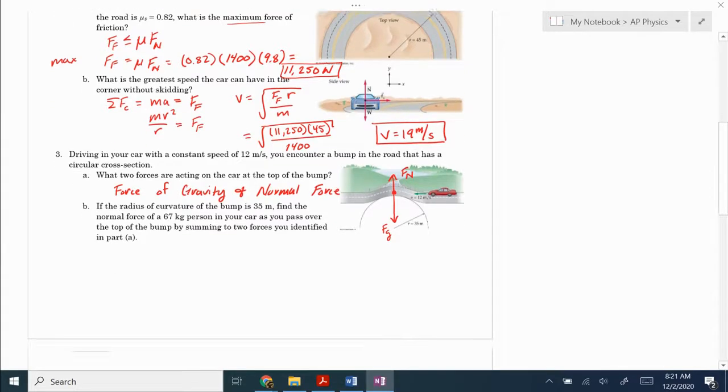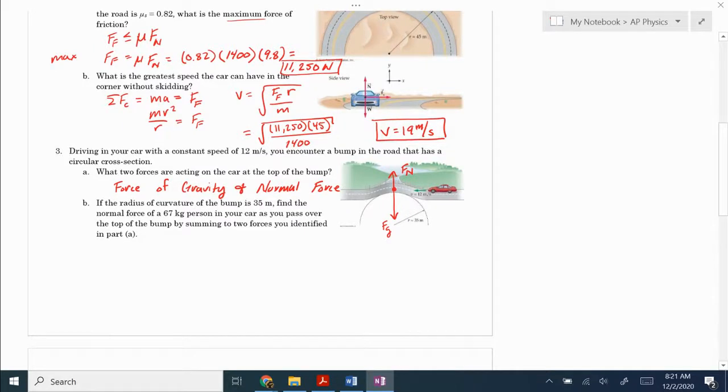If the radius of curvature of the bump is 35 meters, find the normal force of a 67 kilogram person in the car as you pass over the bump by summing the forces you identified in part A. By the way, the force of gravity needs to be bigger than the normal force because we need a net force towards the center of the circle. It's also why you feel slightly lighter. So we sum our forces towards the center of the circle. That gives us m, and then the a is going to be v squared over r, equal to the force of gravity minus the normal force.